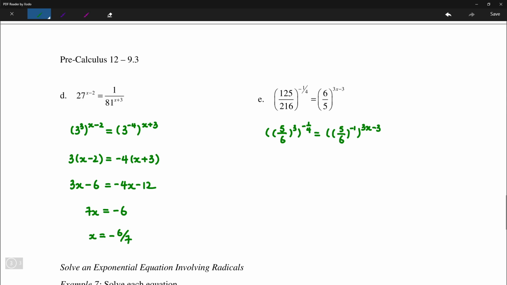So that is to say, on the left-hand side, we just have 3 times negative 1/4. And then on the right-hand side, we have negative and then 3x plus 3. Sorry, minus 3. Okay, so further simplifying, we have negative 3/4 on the left-hand side, and then negative 3x plus 3 on the right. We're going to multiply everything just by 4 to clear out the denominators here, make things a little bit simpler.